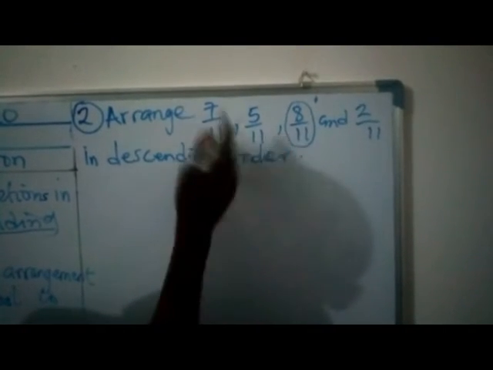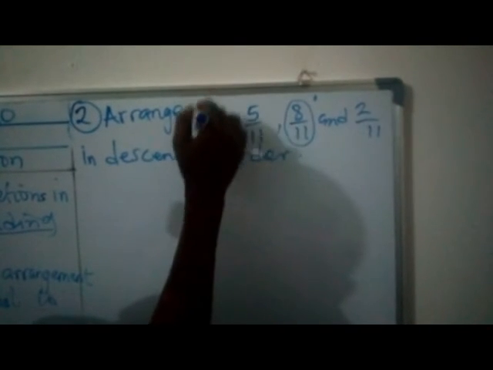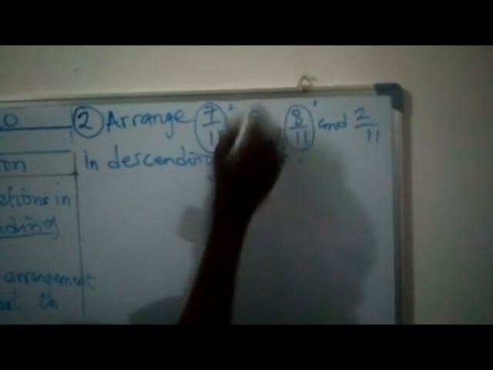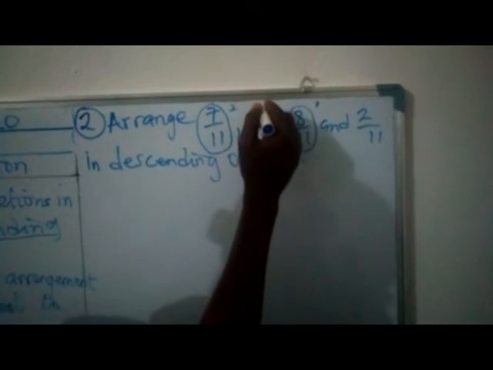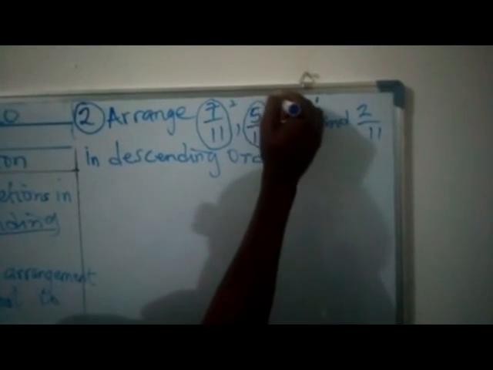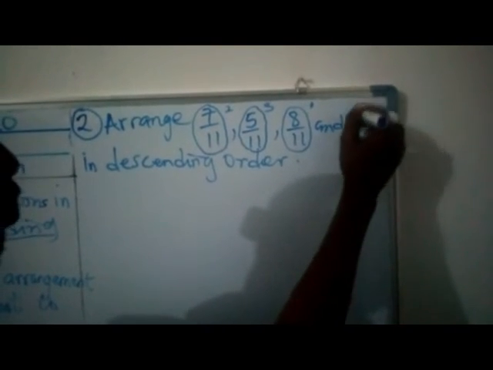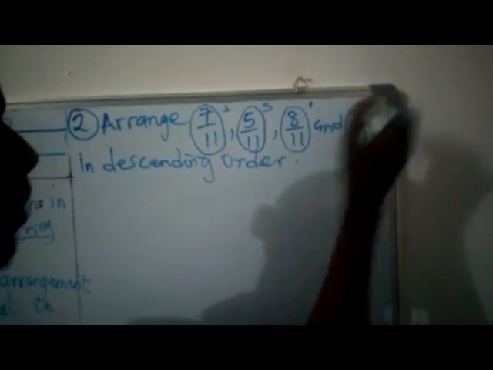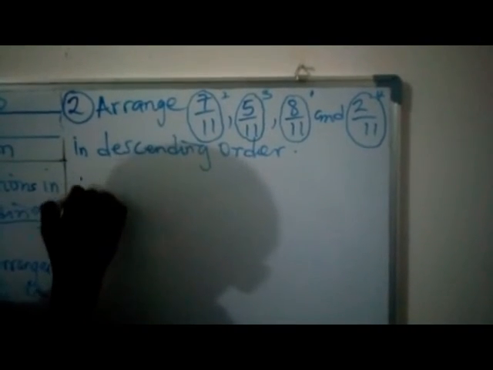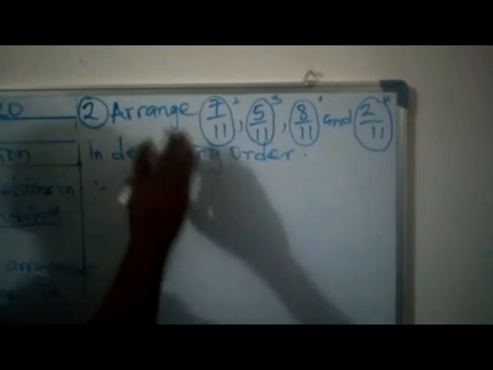The next one is what? After 8 is 7. That will be our number 2 fraction. And the next one is 5. That will be our number 3 fraction. And the last one is 2. That will be our number 4 fraction.